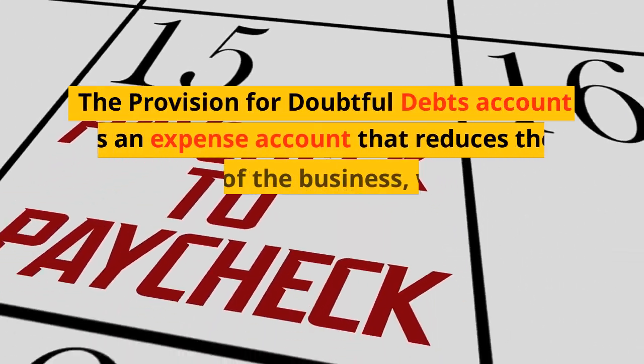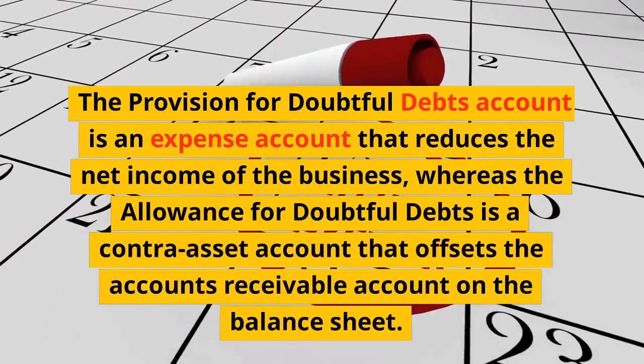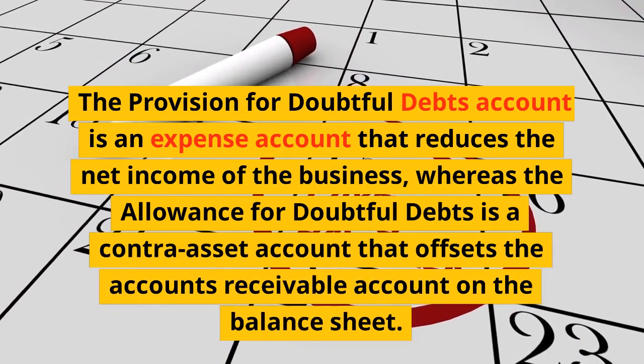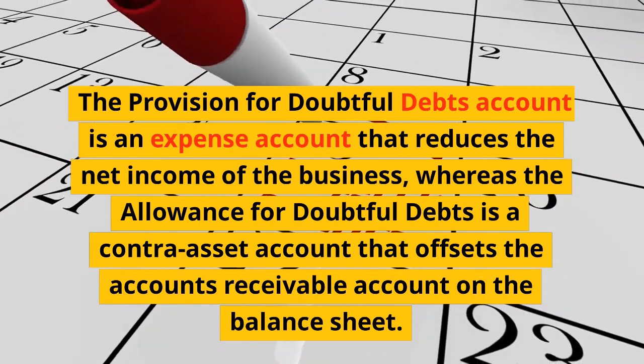The provision for doubtful debts account is an expense account that reduces the net income of the business, whereas the allowance for doubtful debts is a contra asset account that offsets the accounts receivable account on the balance sheet.